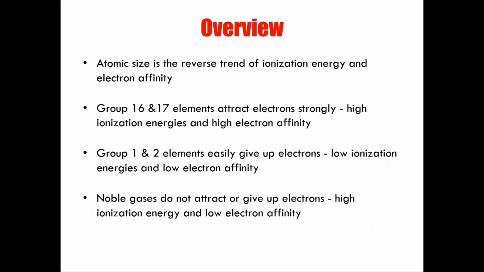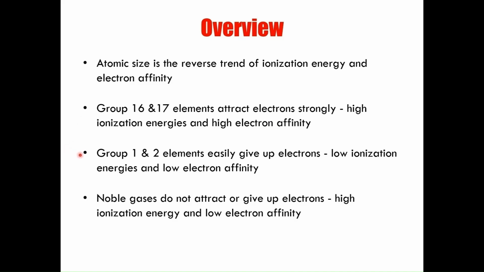So here we're going to review some of the key points from this package. Atomic size has trends that are the reverse of ionization energy and electron affinity. Groups 16 and 17 elements attract electrons strongly, and so because of this, they have high ionization energies and high electron affinities. Remember, they need electrons to reach a level of stability.